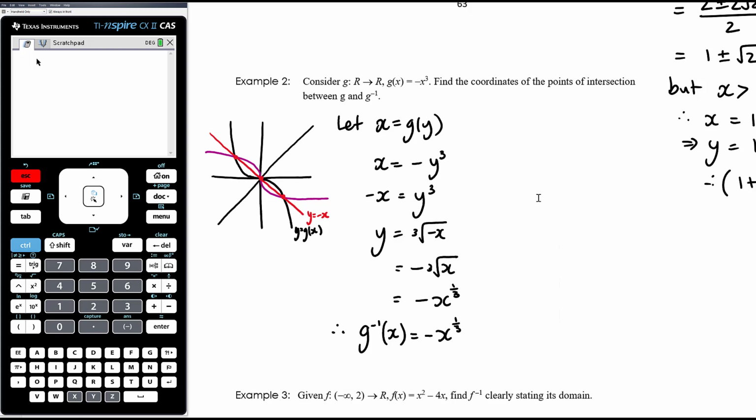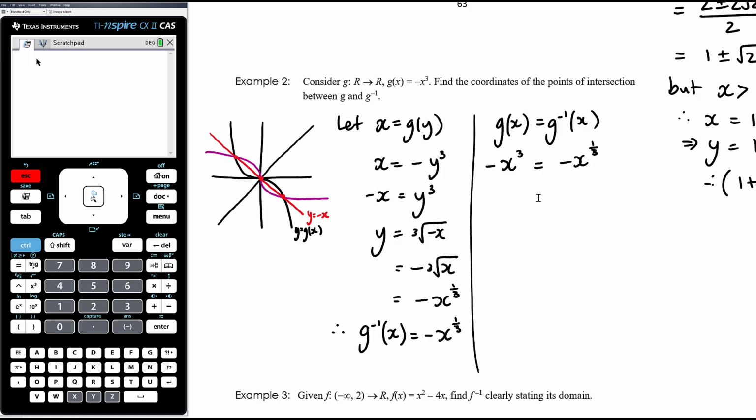Okay, so let's find our points of intersection by, rather than looking at when x equals negative x cubed, because that's only going to give us this one, we'll instead make g of x equal inverse g of x. So that's going to be negative x cubed equals negative x to the power of a third. Okay, so we've got negatives on both sides, so that's x cubed equals x to the third. Why don't we try cubing both sides? So if we do this, we're going to have x to the power of 9, we multiply powers in that situation, equals x to the power of 1. So that's x to the 9 minus x equals 0.